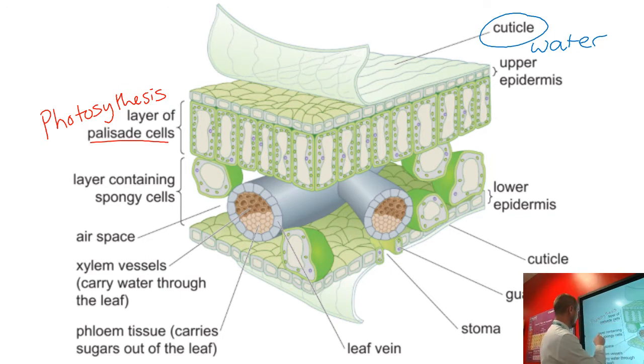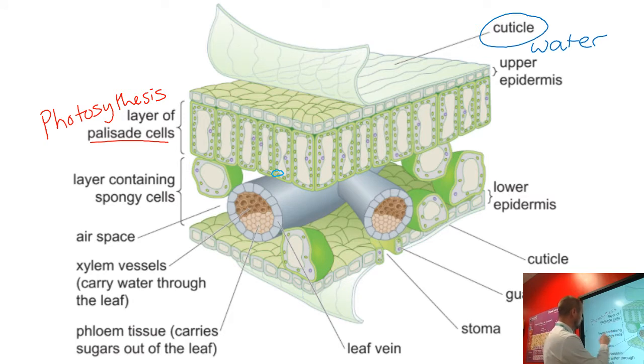The next layer is the palisade layer, and this is where most photosynthesis takes place. So there's lots and lots of chloroplasts in that layer, and it absorbs most of the sunlight. It does most of the photosynthesis.